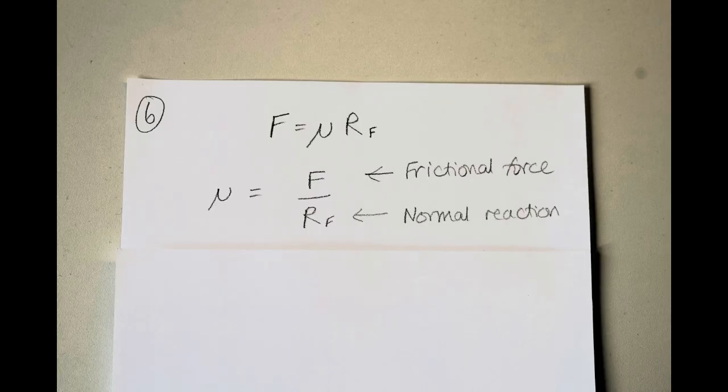We find out that the rod is in limiting equilibrium, which means it's at the point of moving but hasn't started to move. So the frictional force between the rod and the ground is at its maximum limiting value, and this is given by F equals mu R. You can rearrange it to make mu the subject, and now we need to find the frictional force for the numerator of this fraction, and we need to find the normal reaction, which is the denominator of this fraction.